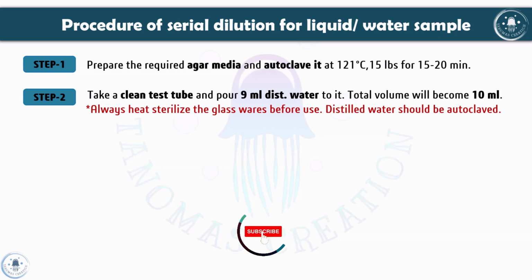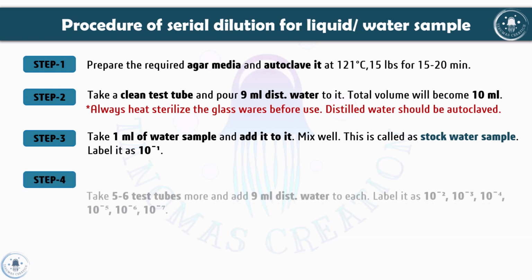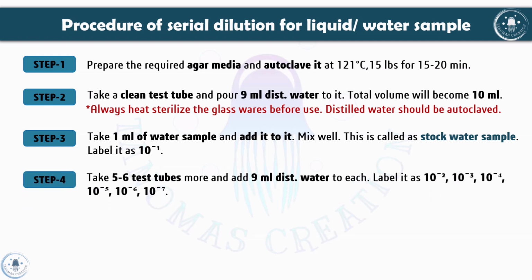of the solid sample. Okay, so here you take the 1 ml of the water sample which you have collected from the original source and you mix it in the 9 ml distilled water. So this is called the stock water sample. You label this one as 10 to the power minus 1. Now after that you take 5 to 6 more test tubes and add 9 ml distilled water to each one. Then label them as 10 to the power minus 2, 10 to the power minus 3, minus 4, minus 5, minus 6, minus 7.